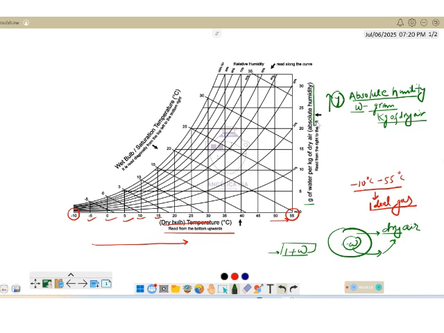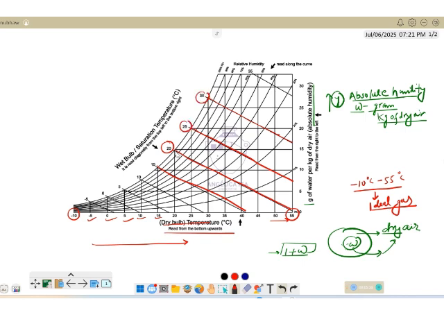Now next come the horizontal lines, or slanting lines. The slanting lines towards the right represent the constant wet bulb temperature lines. So this is 20 degrees centigrade, this is 25, this is 30.